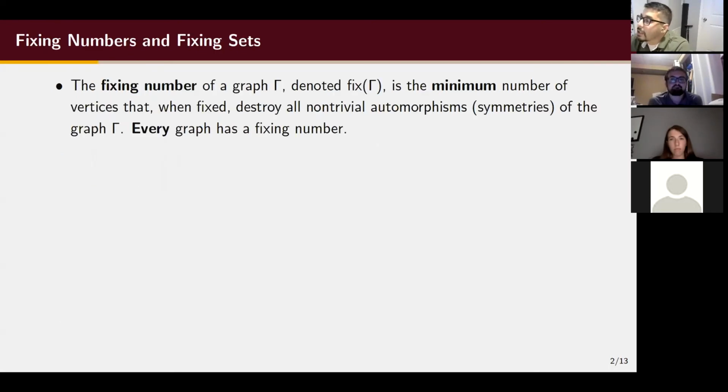So now we're going to talk about fixing numbers and fixing sets. So the fixing number of a graph gamma is the minimum number of vertices that when fixed destroy all non-trivial automorphisms of the graph gamma. Every graph has a fixing number. And it can actually be shown that because the majority of graphs don't actually admit a non-trivial automorphism group, the majority of graphs actually have fixing number 0.